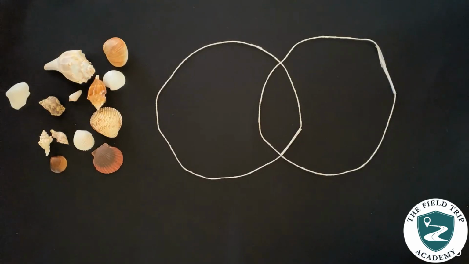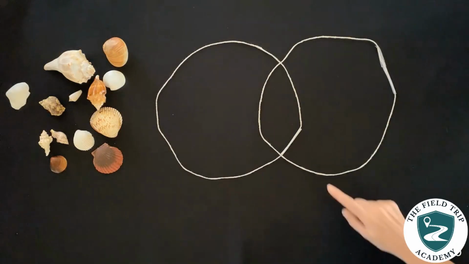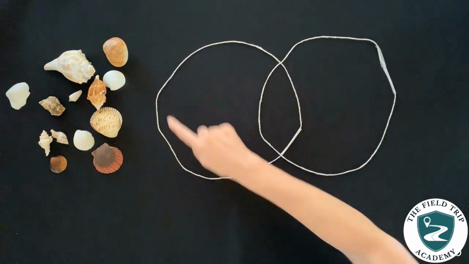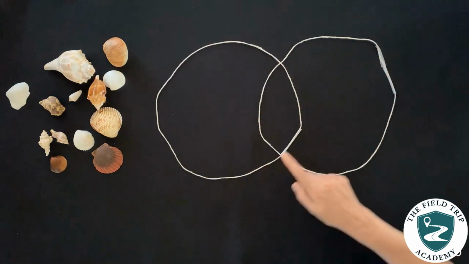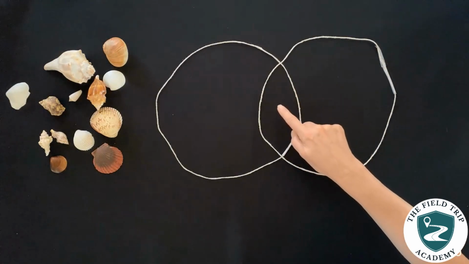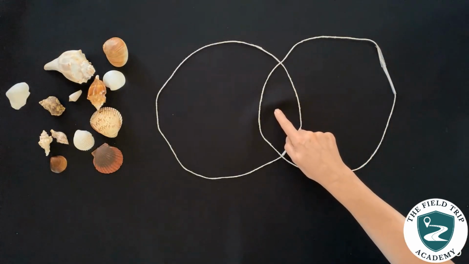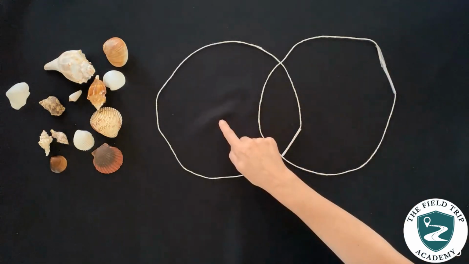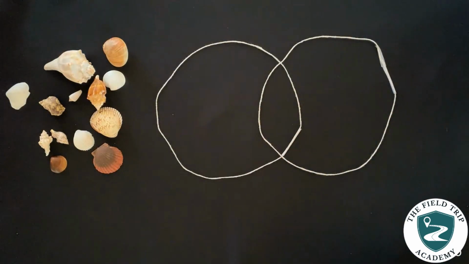Now we're ready to play the second level of this game. For that, you're going to need 2 overlapping string circles. And this is going to be the middle, which means that shells in this area are going to have both properties. One property here, one property there. So let's get started on that.